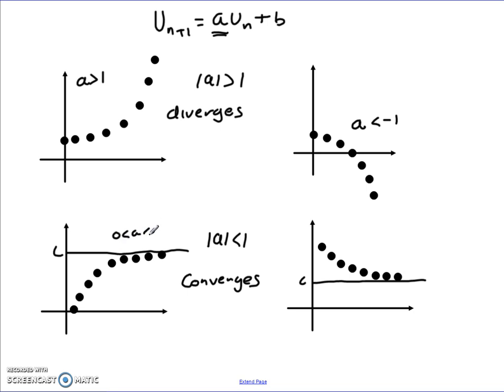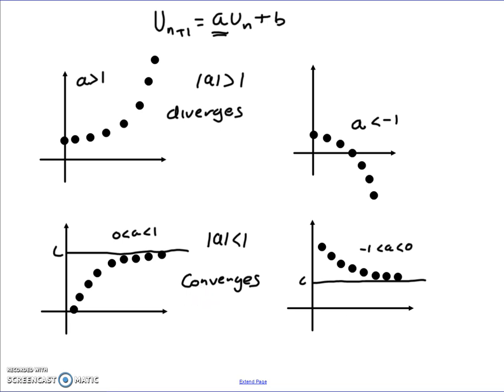For this one here, this is when a is between 0 and 1. And this one here is when a is between negative 1 and 0. This is a condition for a convergent or divergent series. Now, if it's divergent, we can't have a limit. It'll just shoot off to infinity. If it's convergent, we have to somehow come up with a way to calculate that limit.